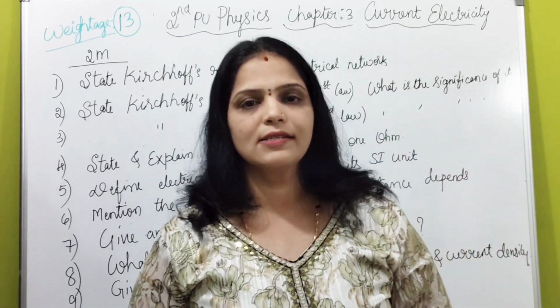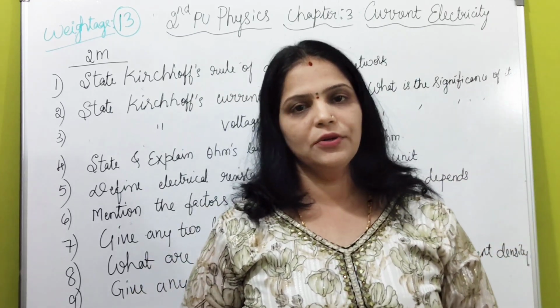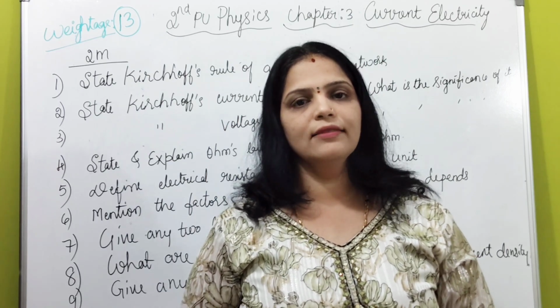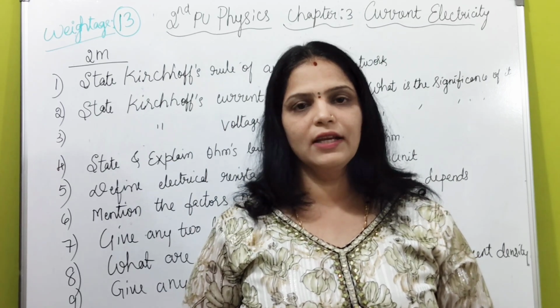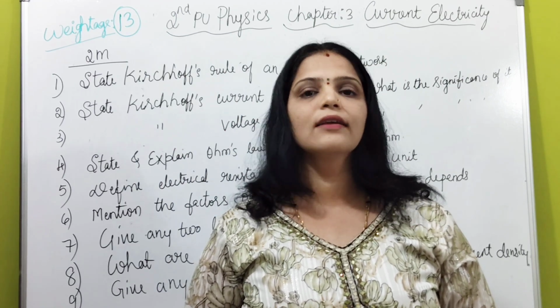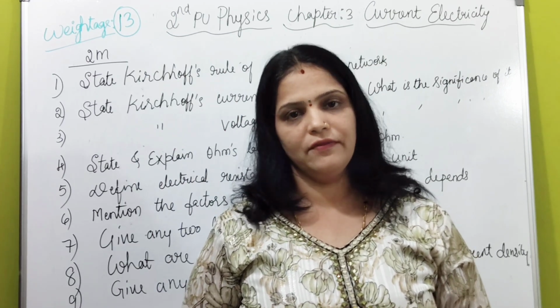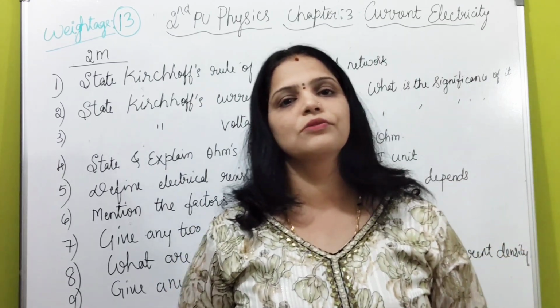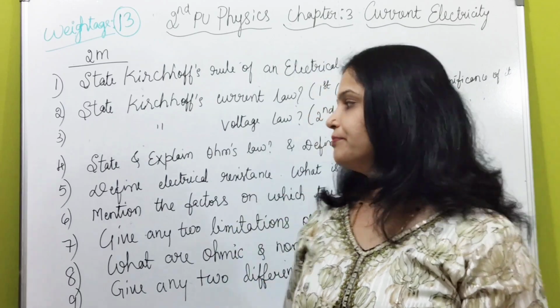So we know that resistance is directly proportional to length, inversely proportional to area. So it depends on length as well as area of cross section of the conductor, and it also depends on nature of the material of the wire, and it depends on temperature of the material. So if this question is asked for 2 marks, you have to mention 2 points.